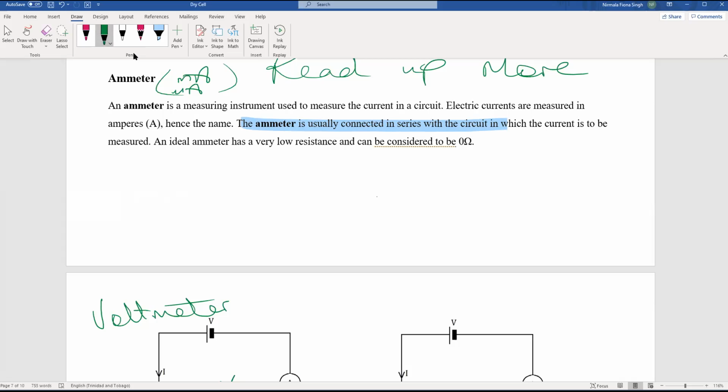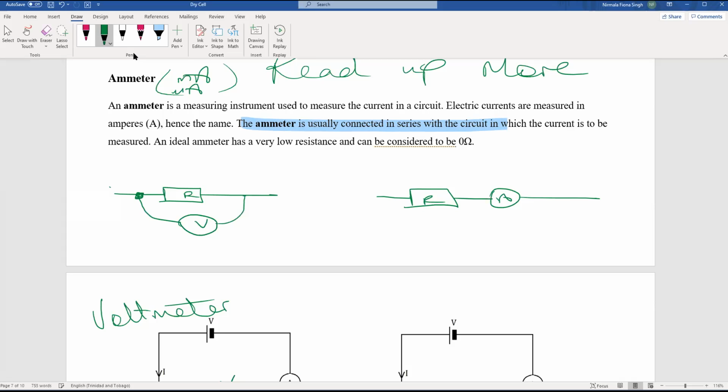A series component looks like this. It's on the same line versus a parallel component. You have to form a junction where your current will break up. You can see where we have a junction here and your current breaks up. But series is when it forms one straight line. So the same amount of current is passing through your components. So an ammeter is usually connected in series with a circuit in which the current is to be measured.